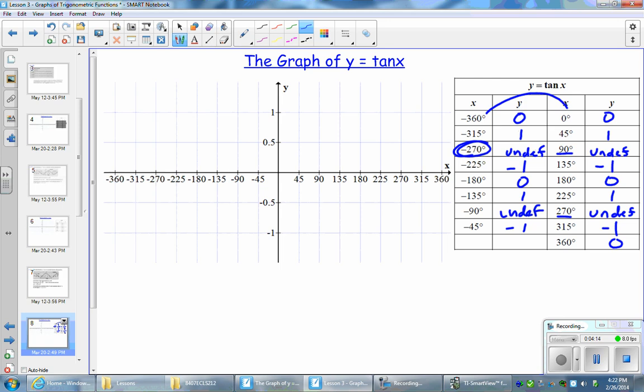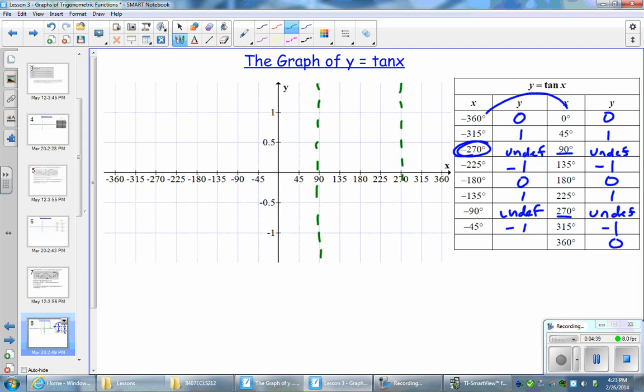Before I plot them, I actually want to show the vertical asymptotes. So the vertical asymptotes are every 180, starting with, of course, the 90 degrees there. So we have a vertical asymptote at 90 degrees. So show a vertical line. I'm going to use a dotted line because they're asymptotes, right? So not actually going to go through that line. And then we have another vertical asymptote at 270.